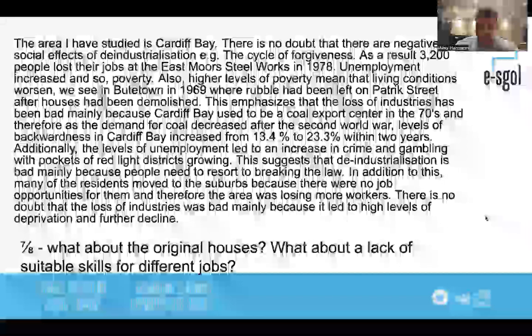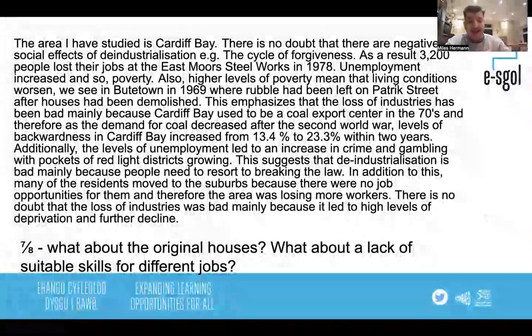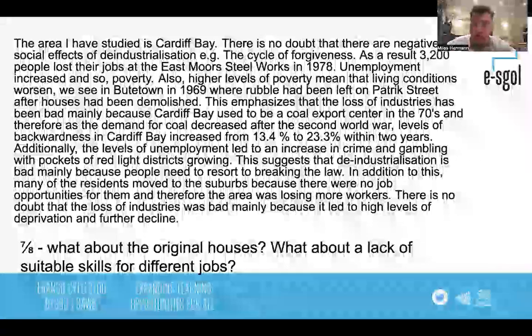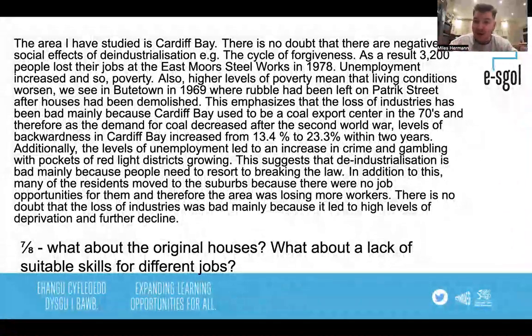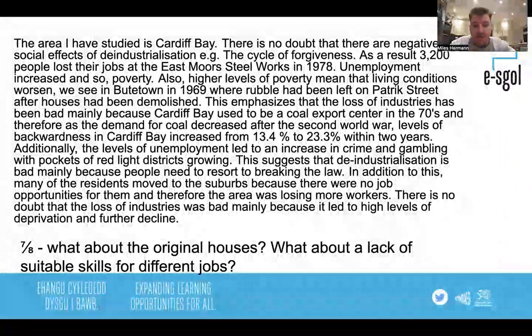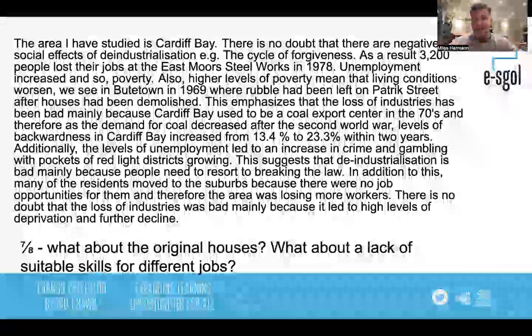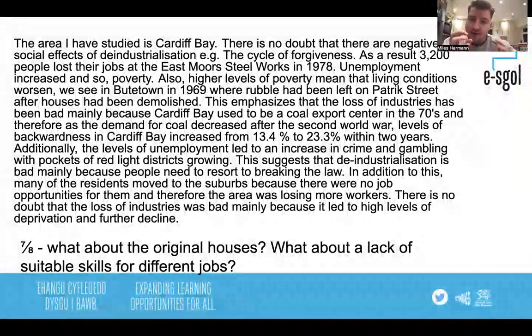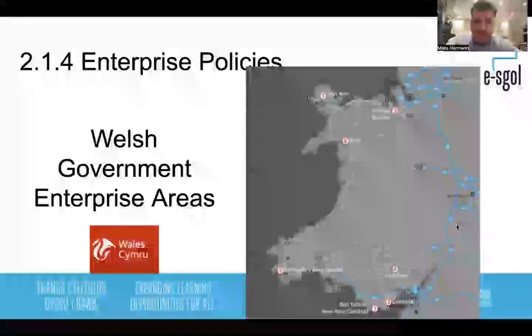and further decline. So I would have scored this answer a 7 out of 8, because there was no mention of maybe the original houses and what had happened to them. You could have spoken about the flats that they developed and the people couldn't afford to live in these new houses. What about a lack of suitable skills for different jobs? And you could talk about the new jobs that the people received. They were mainly part-time workers, low income, and again, this had an implication on the cycle of deprivation.